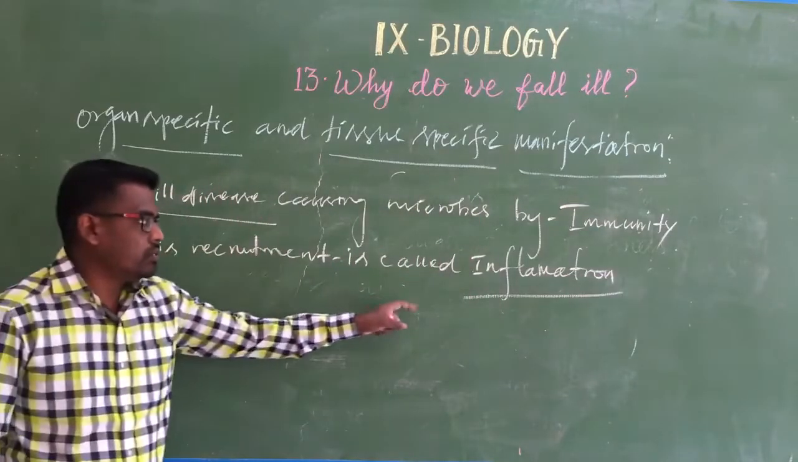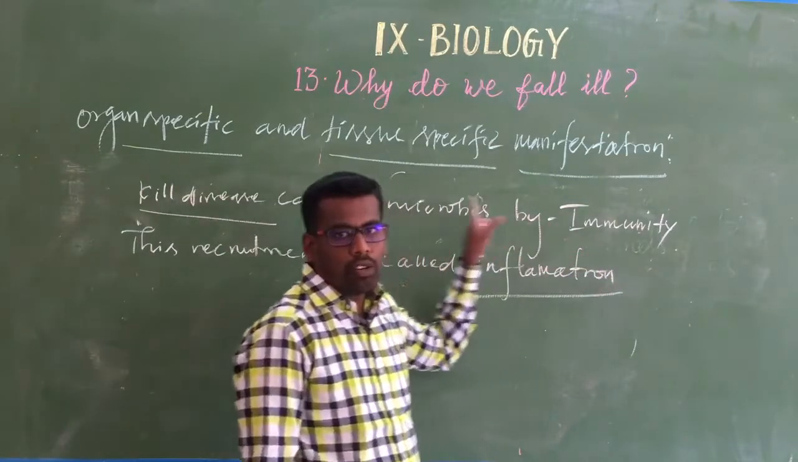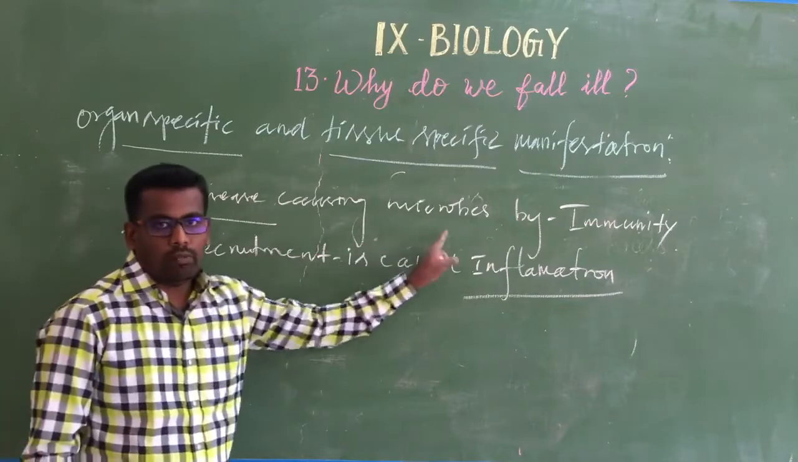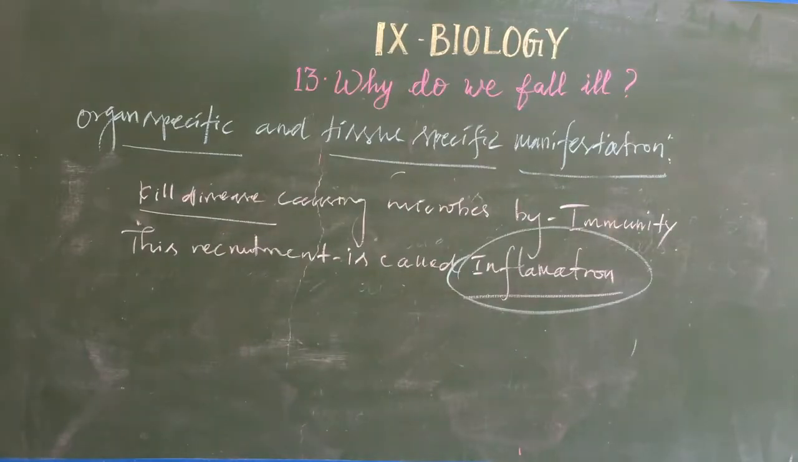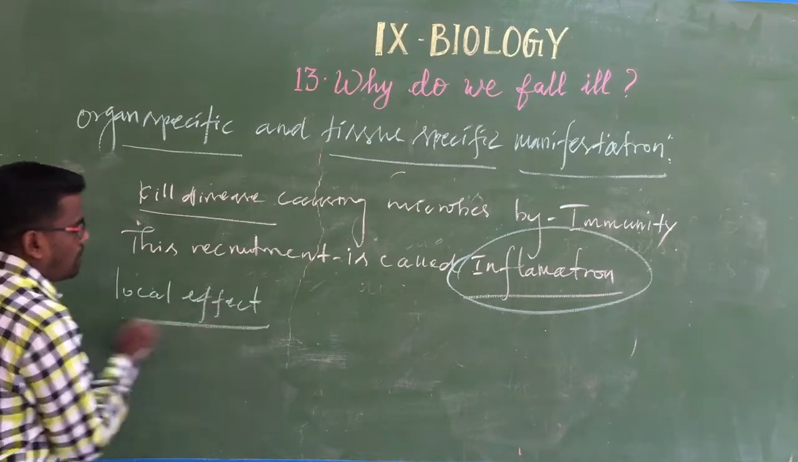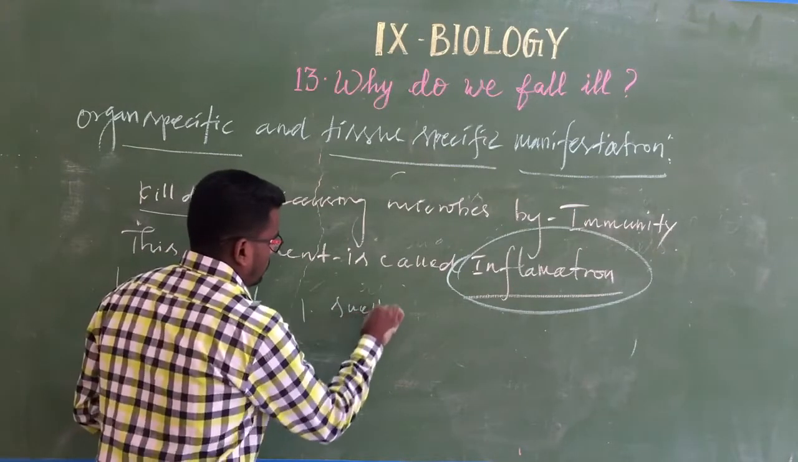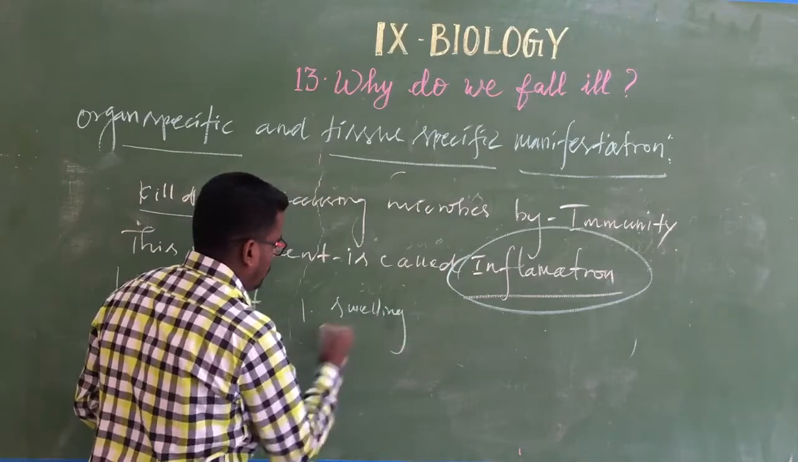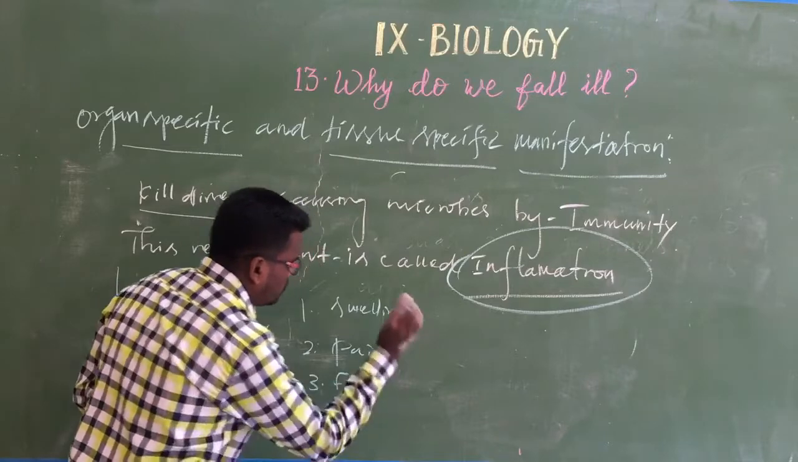Okay, inflammation. When the microorganism enters, suddenly our immune system responds to it and kills the microorganisms. So this process is called inflammation. When this process occurs, it shows some local effects that are swelling, pain, and the third one is fever.